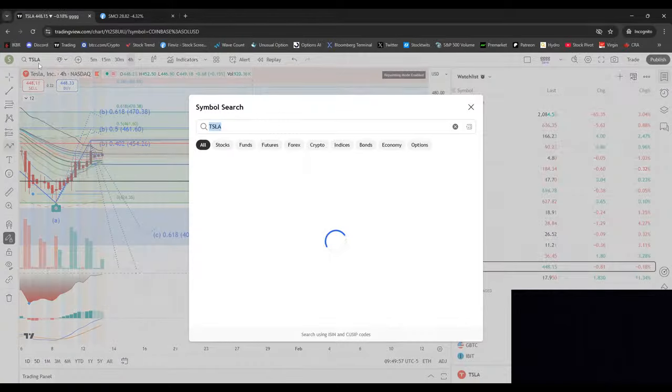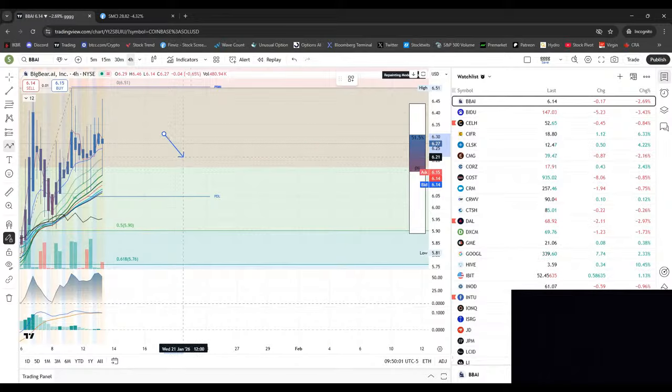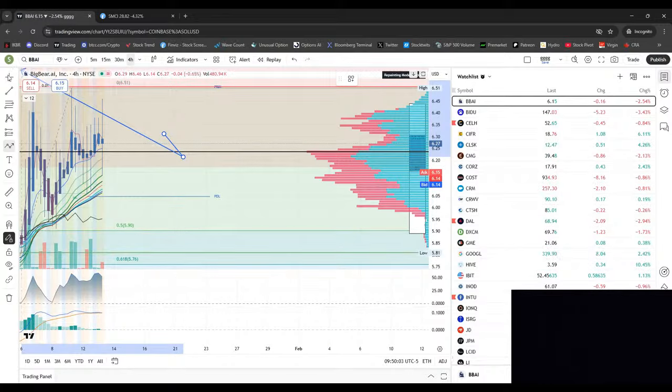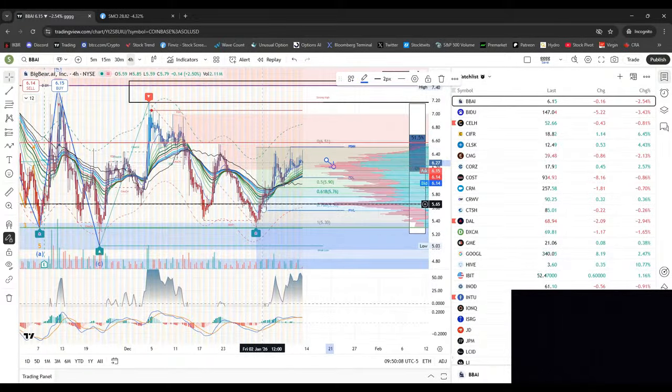BBAI, what update do you need on BBAI? We don't have the shares. We only have the long call. We'll continue holding this one. BBAI has 80% upside over the 6 months. So don't expect the breakout today.